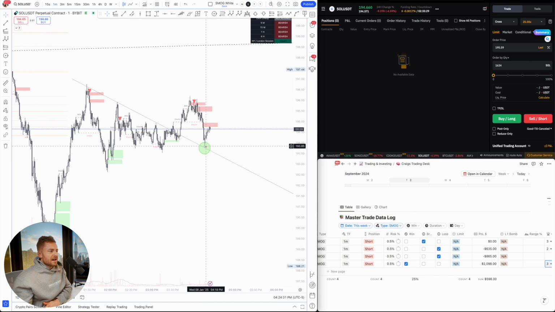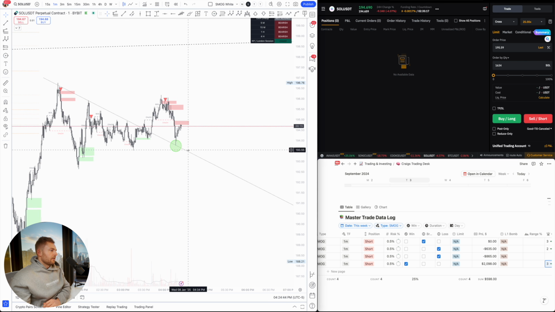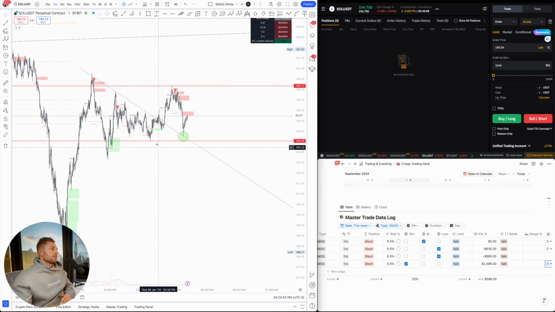Wasn't able to really maximize this move too much, but it's okay because we actually got out in a pretty decent area. So now I really want to wait for one of these levels to break before I'm looking to take any sort of other positions here. These are going to be sort of the critical swing points.